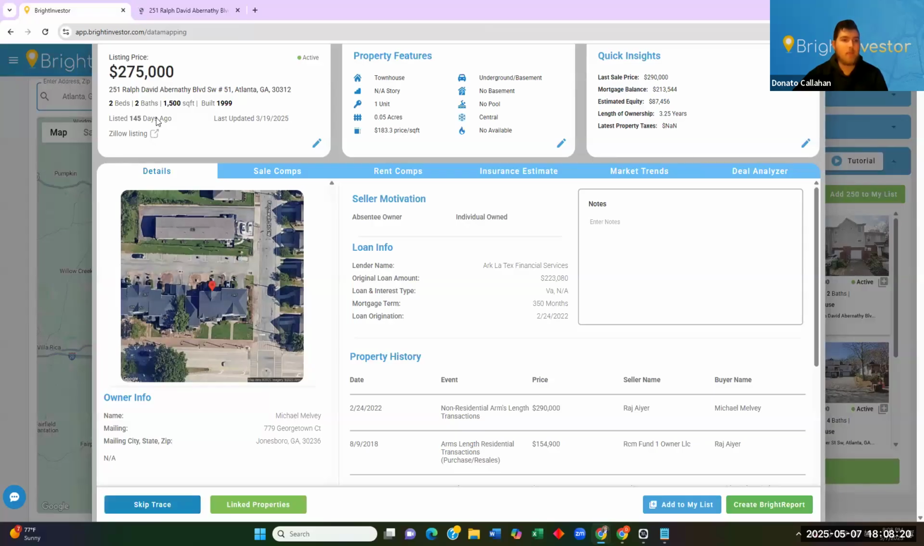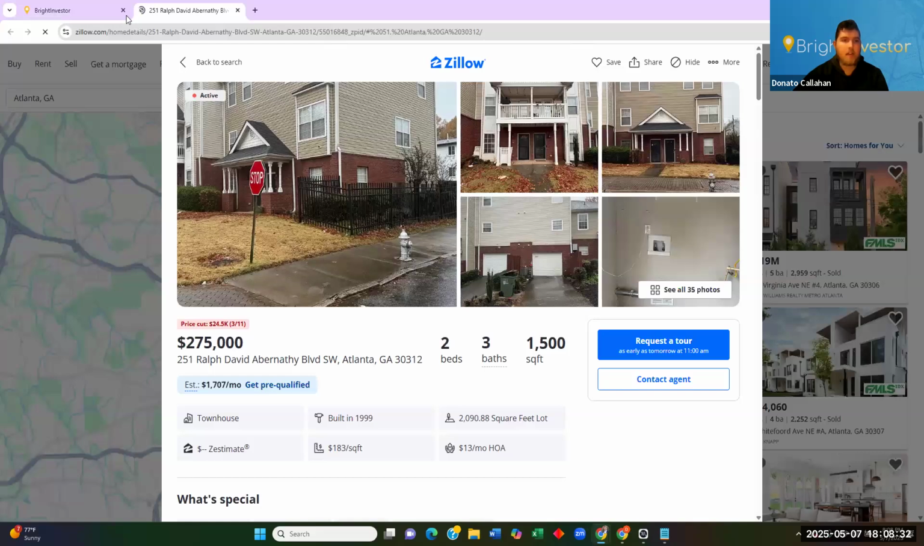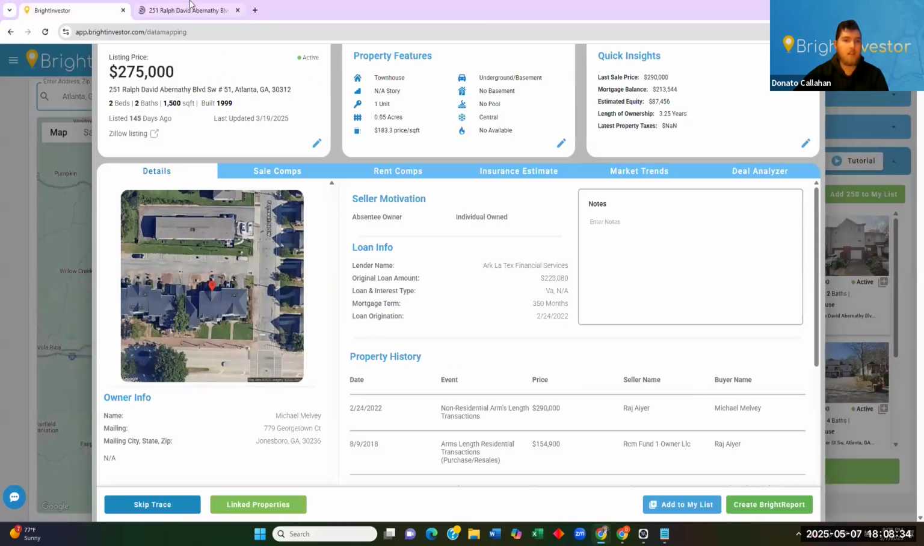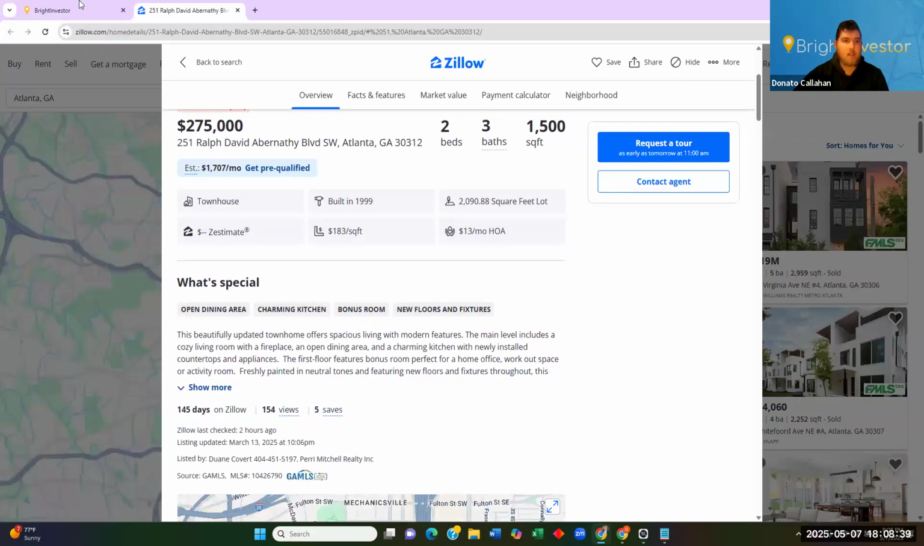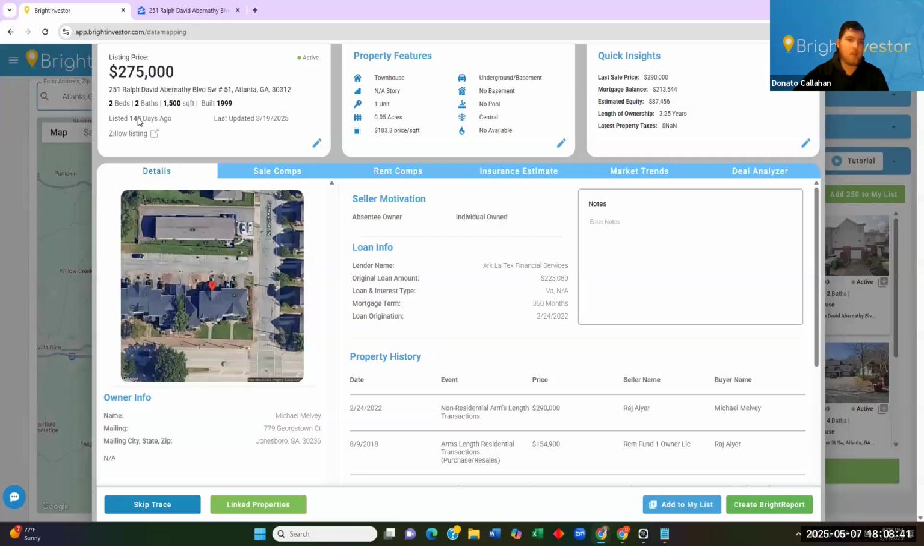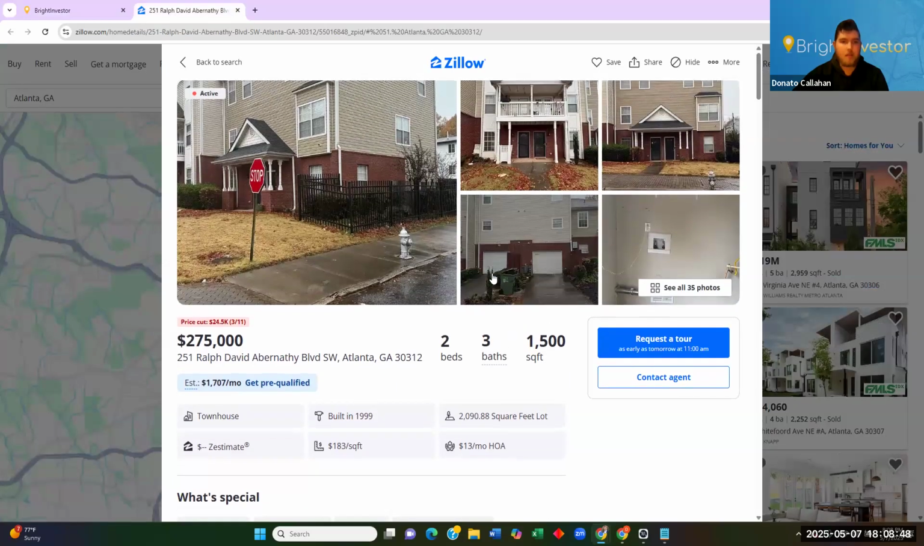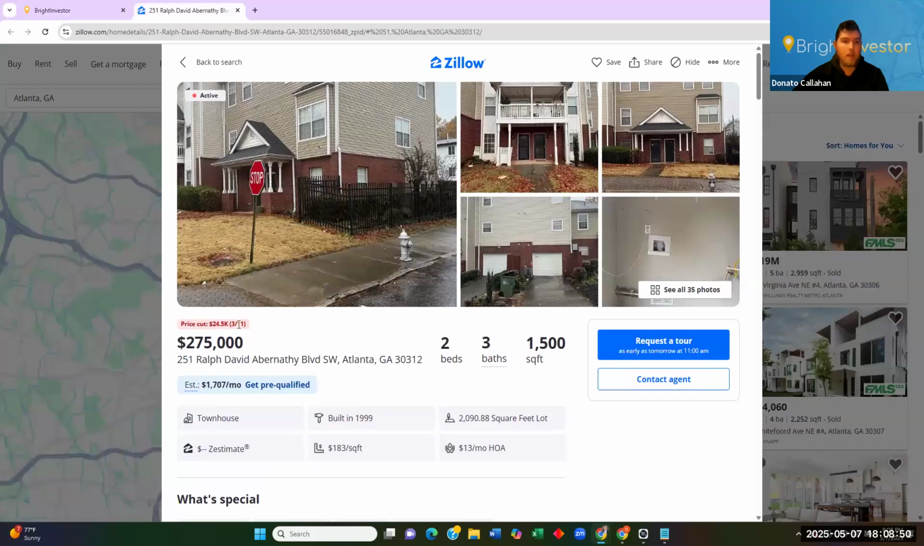So when I click Zillow listing, it opens up this property on Zillow that I can start taking a look at. In this case, we see $275,000, 1,500 square feet. The property was listed 145 days ago on Zillow. So this was updated today, right? We've got that right there. We know that this property is being listed by a landlord. We know they did a price cut on the 11th.